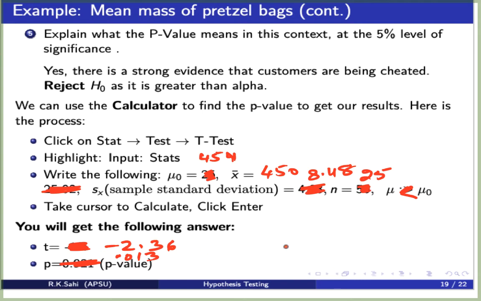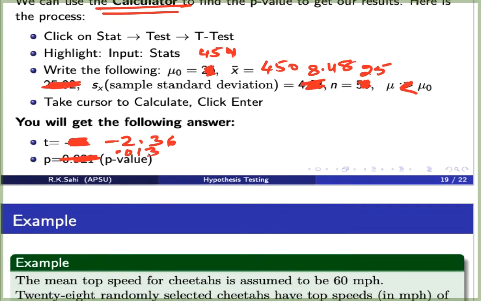Okay, so these are some typos, guys. So that's the best way. When you do these problems, my recommendation is please use your calculators to do the values. Okay, let's look at another example.